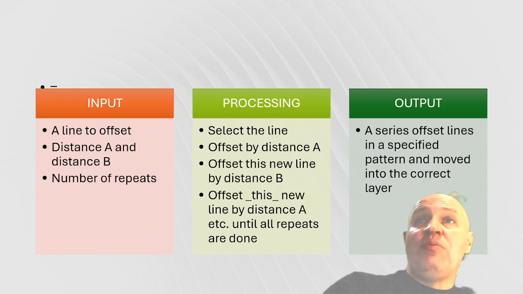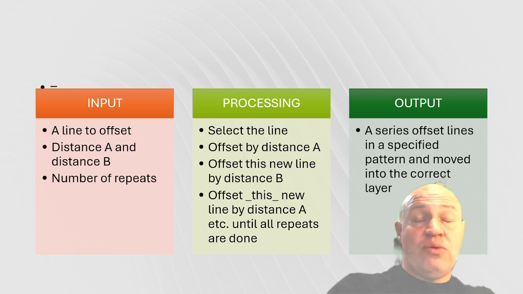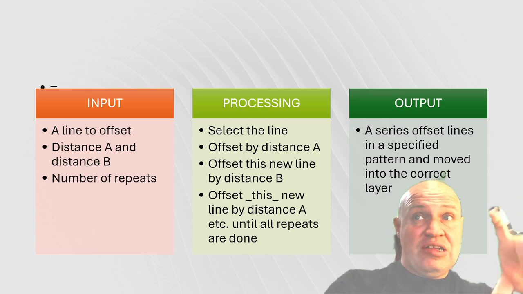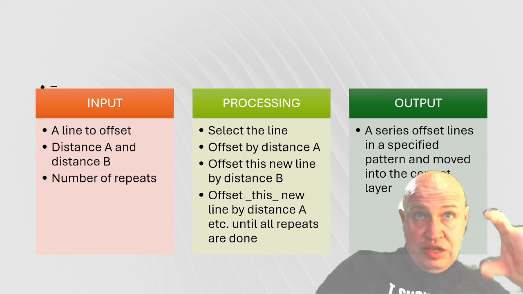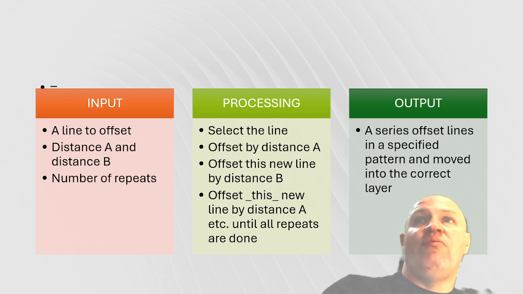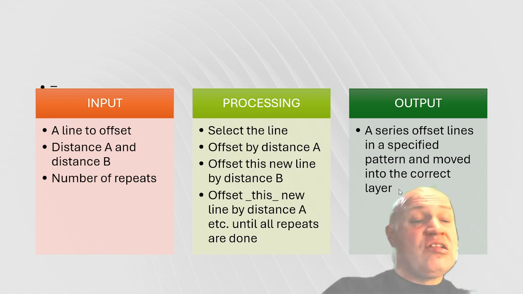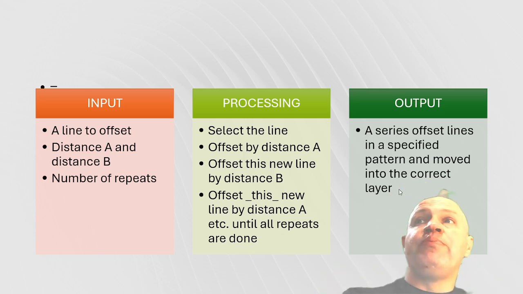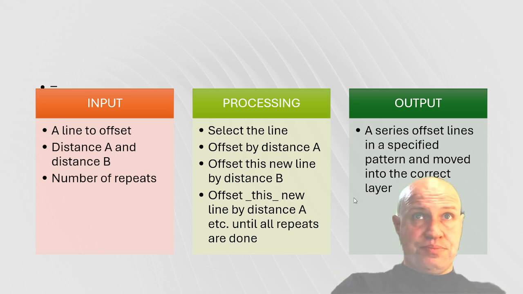What we want the script to do is let us select that line and tell it which side we want to offset, and then offset by distance A, then by distance B, then by distance A, then by distance B, and so on and so forth until it's finished the number of repeats. So the output we want at the end is a series of offset lines using those patterns. If you're doing a lot of this kind of planning, this will save you a lot of time.